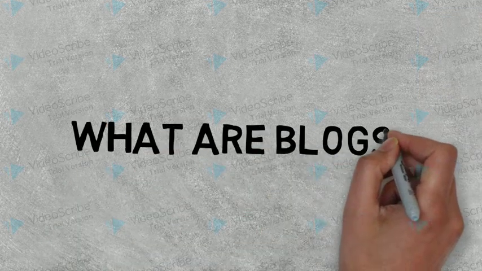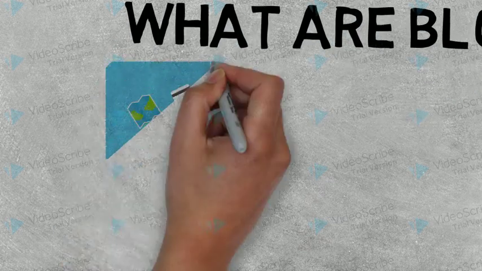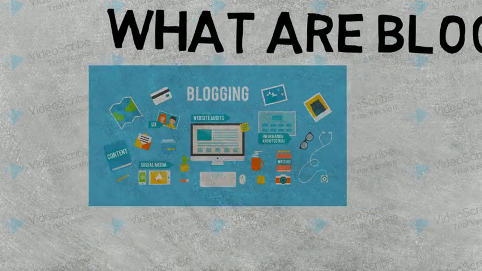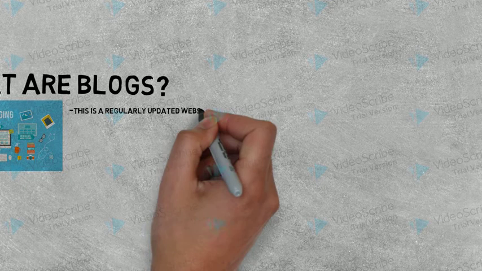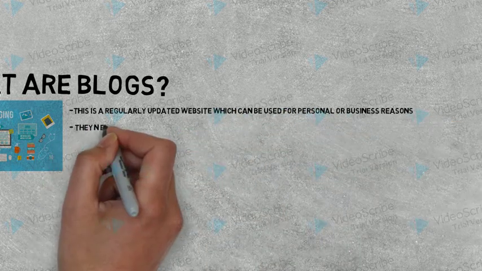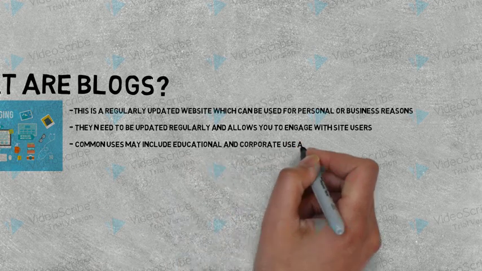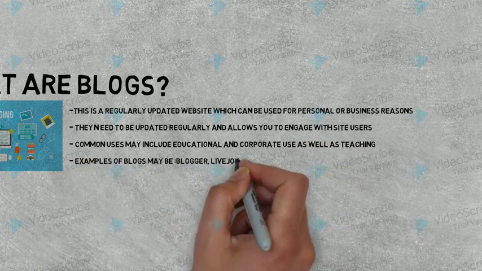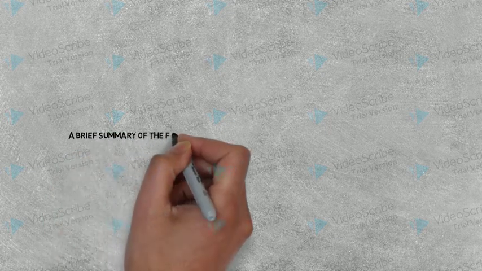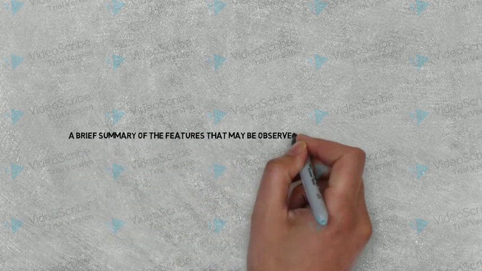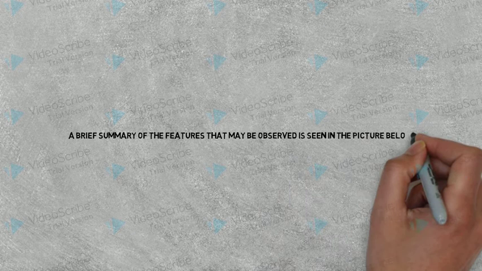Now, what are blogs? These are regularly updated websites which can be used for personal or business reasons. Common uses may include educational and corporate use. Examples of blogs may be Blogger, Tumblr, and WordPress. A brief summary of the features is shown in the pictures below.